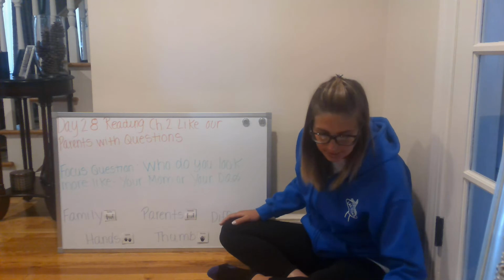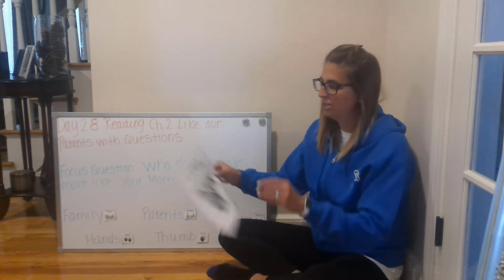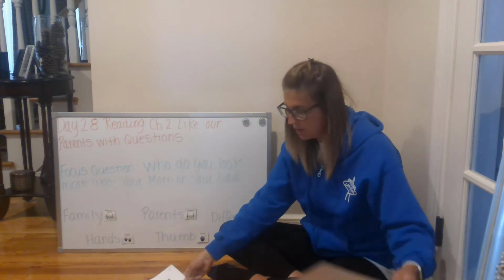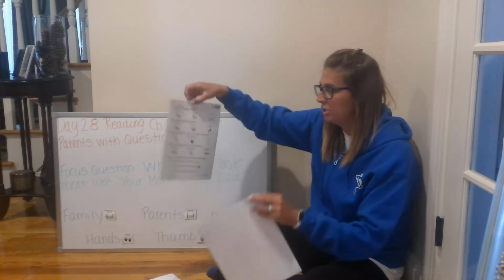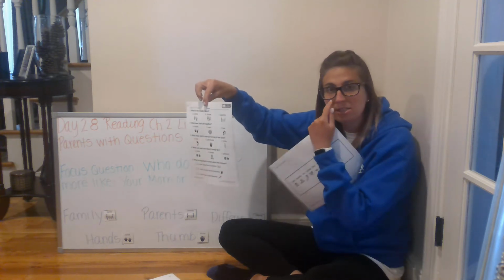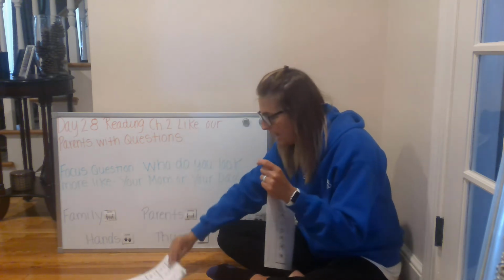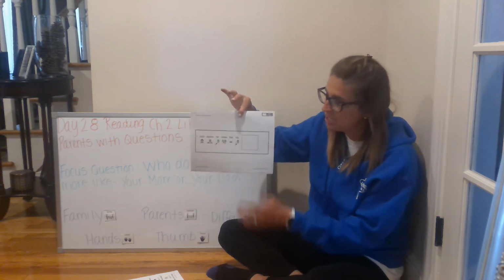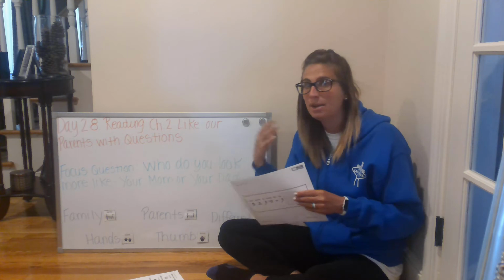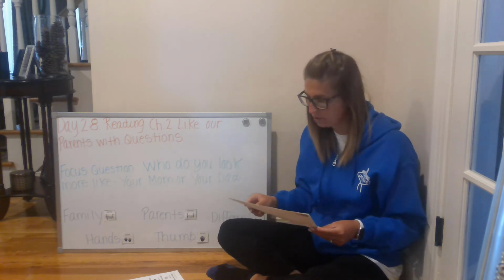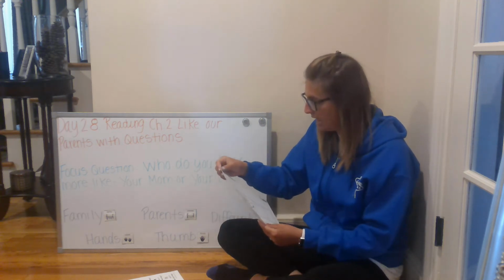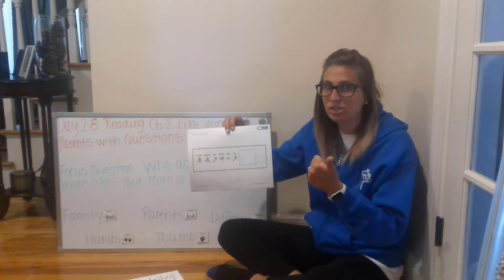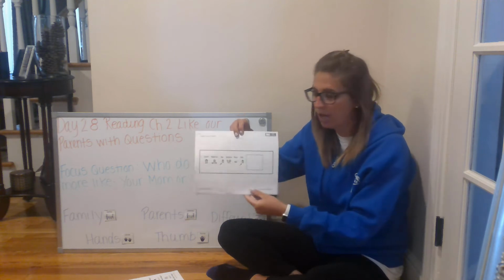The materials that you're going to need today are in your packet. You're going to gather Chapter 2, Like Our Parents reading, and then our comprehension questions. For those of you that have the multiple choice questions, you can grab these from your packet. And for those of you that have the fill in the blank questions, you can grab these from your packet. You're also going to need a pencil and a correcting tool. And for those of you that do the fill in the blank questions, you're going to need scissors and then glue or tape to complete your work.